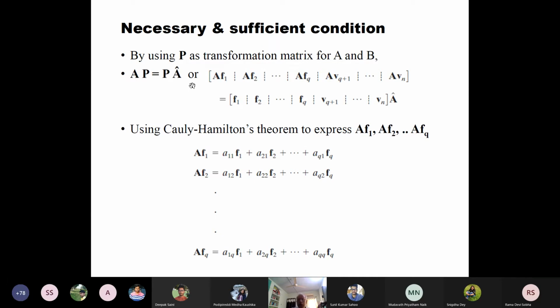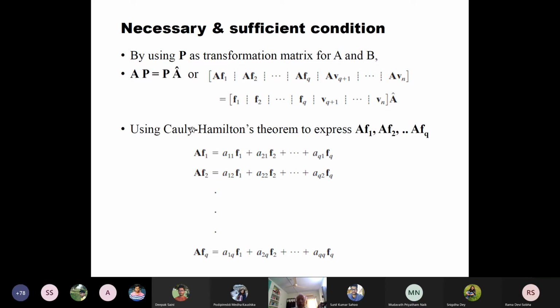or we can write as, where A hat is the transformation matrix for A. Then we can write this equation as AF1 in terms of linearly independent column vectors. I can write AF1, AF2, AFQ, AVQ plus 1, AVN, which will be equal to this column P, F1, F2, FQ, VQ plus 1, Vn, into A hat.